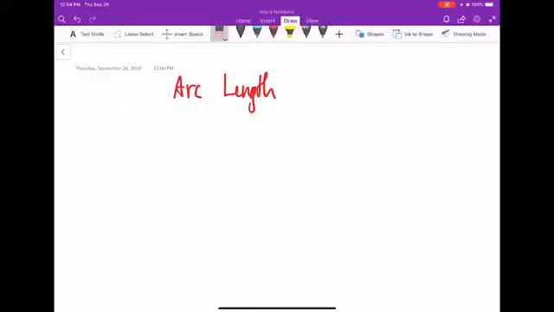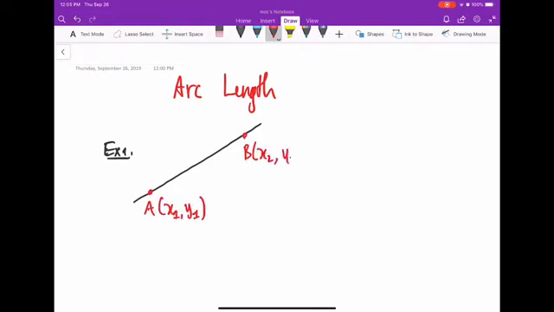Hello, in this video I would like to show you how to find the arc length of the graph of a function on some interval, okay? But firstly, let's consider a very simple example, when we have the curve as a straight line. So I have a straight line, and on this straight line I have 2 points A and B. A is (x1, y1), and B is (x2, y2).